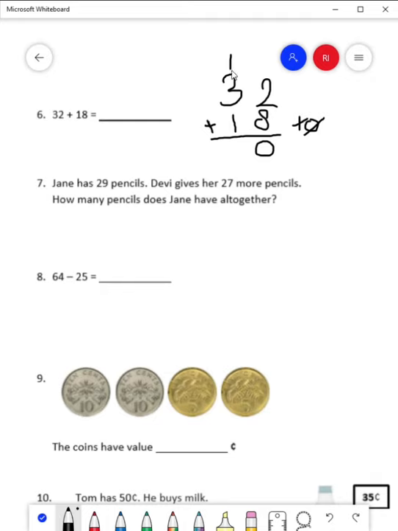And now we can add the tens. 1 plus 3 equals 4. 4 plus 1 equals 5.